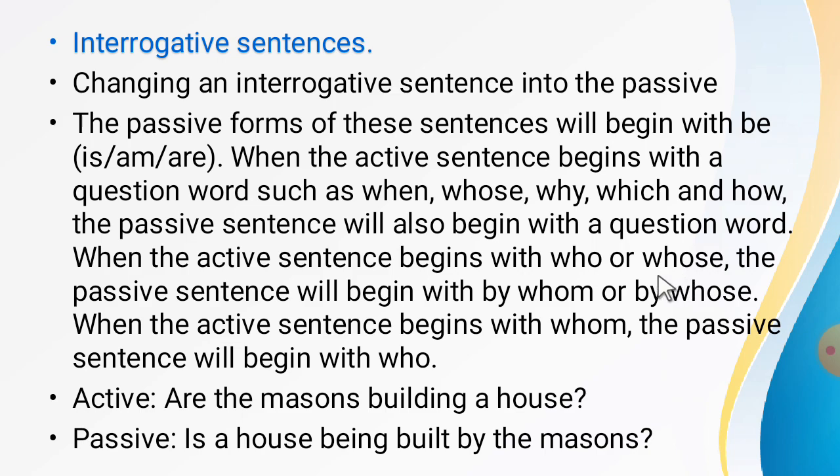If we have who and whose, then we just change into by whom or by whose. Active: are the mason building a house? Is a house being built by the mason? Here is the helping verb. This is the subject, verb plus ing and object. In passive voice, we also start it from the helping verb. So first we put helping verb, then the object into subject, and then being, then third form of the verb, and then object.